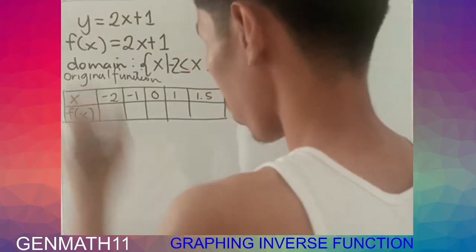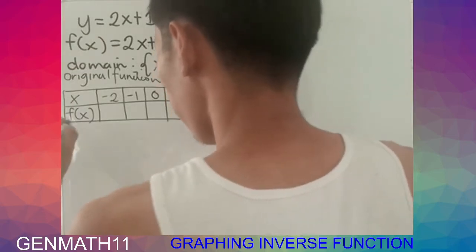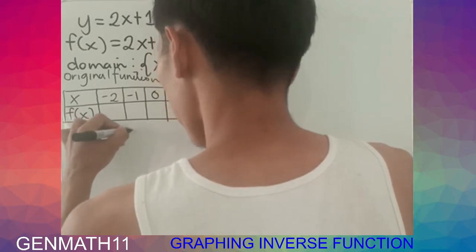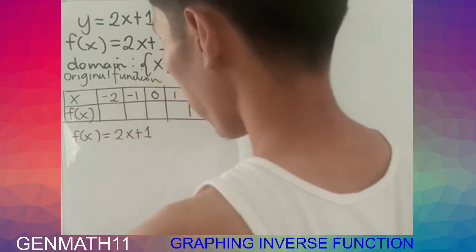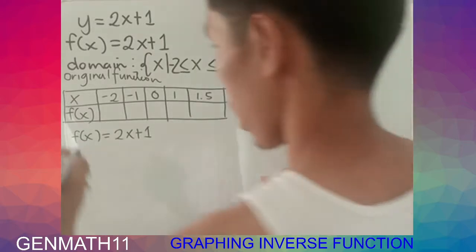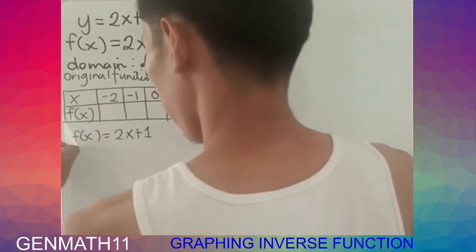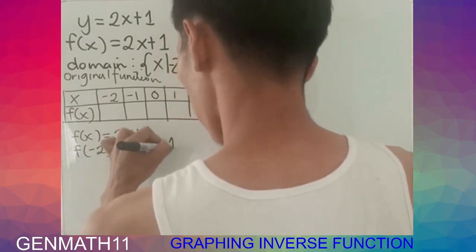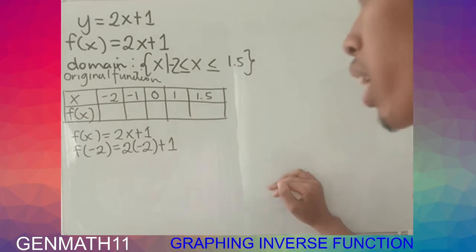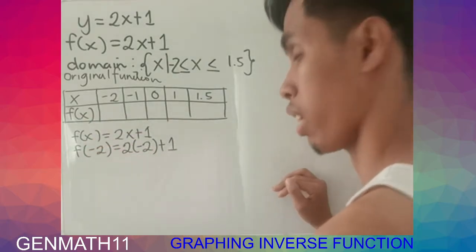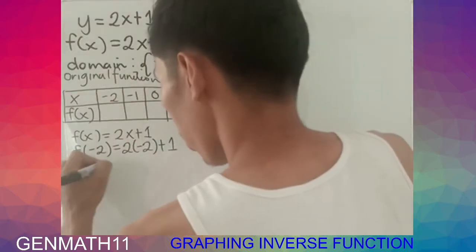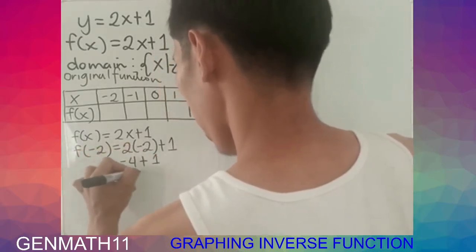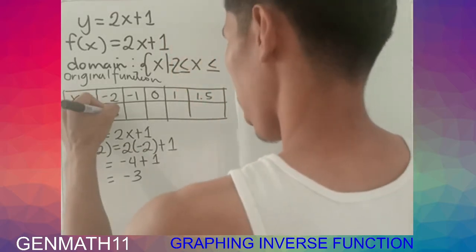Okay. So, gamit ito, substitute natin. F of x is equals to 2x plus 1. Then, we will substitute the values of x. So, unahin natin si negative 2. So, 2 times negative 2 plus 1. Kumbaga, nagsubstitute lang tayo ng values ng x dito sa function natin, yung ginamit natin kanina. Okay? So, 2 times negative 2 is negative 4 plus 1 is negative 3. So, the first range is negative 3.